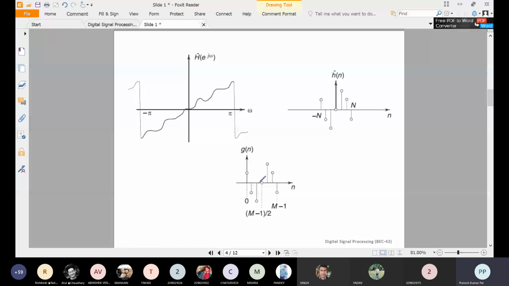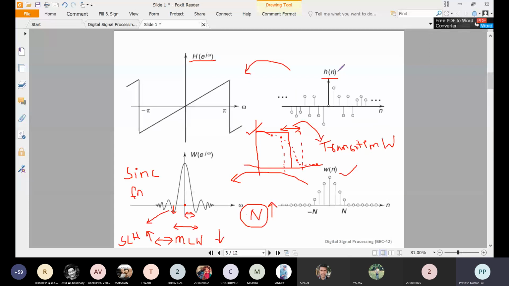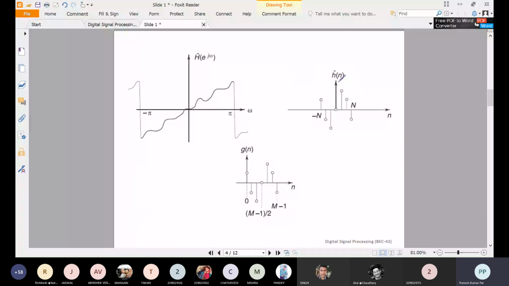So another function: the first one was h of n, that is obtained from the frequency response. Once the frequency response of a filter is given, we will be finding h of n. And we will select one window function. There are different window functions, and we will be studying all of them one by one. Out of that, one window function will be selected, and after multiplying h of n and w of n, we will be getting h cap of n, or we call it h dash of n. So h cap of n will be the multiplication of h of n and the window function, that is w of n.